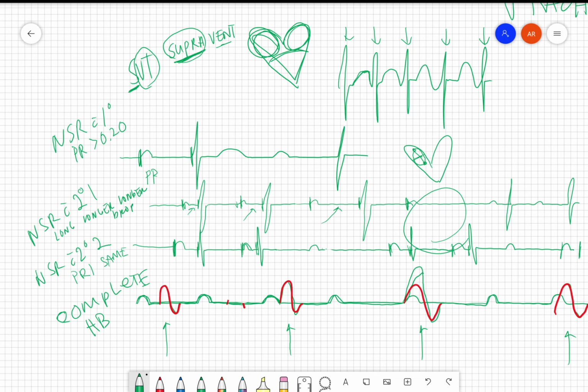I'm just going to go when I want to. So it's going to go at its own rhythm, and it's going to be rhythmic. And as you can see, if this is a 6-second strip, it's going 40 beats per minute. It's probably a little fast for our ventricular rate, but either way, they're not communicating.